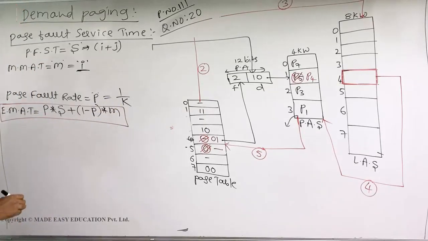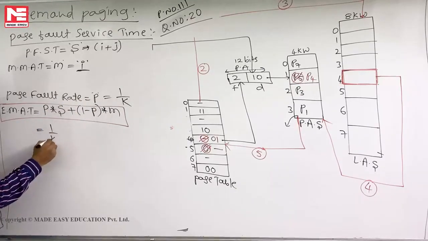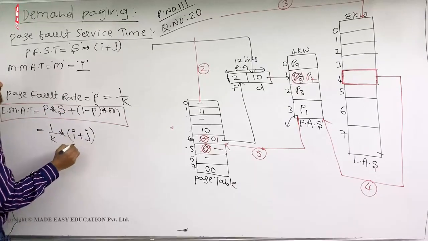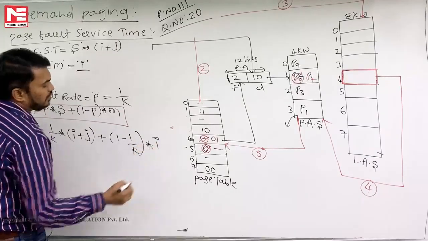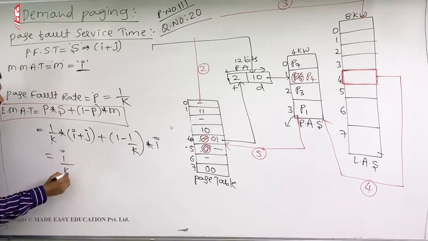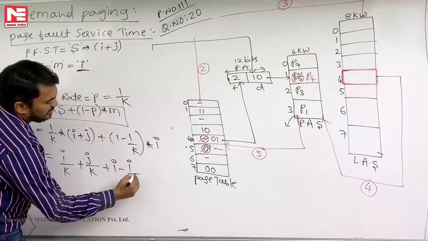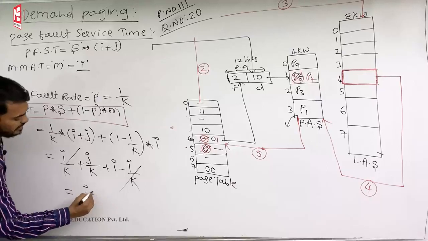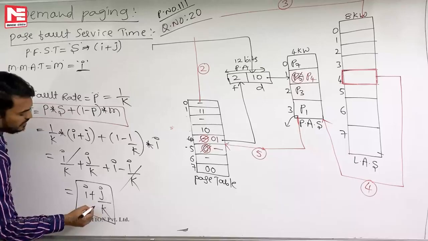So you need to solve the formula. Just substitute in the formula here. Page fault rate p is 1/k, multiplied with the service time s, which is i plus j, plus (1 minus 1/k) multiplied with i. Please try to derive this equation. This is i/k plus j/k plus i minus i/k. So minus i/k and plus i/k cancel. What will the answer be? i plus j/k. This is how you need to solve the problem.